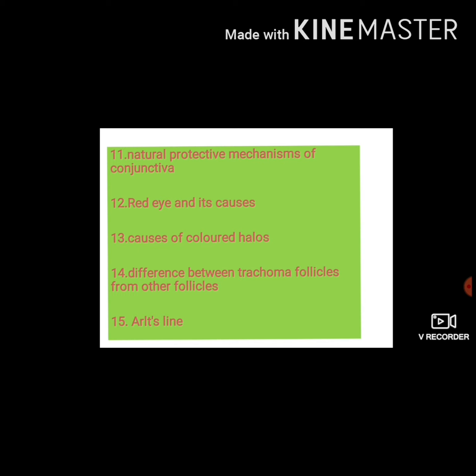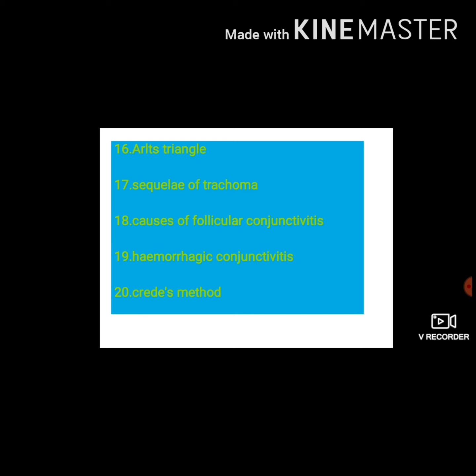These are not present in other follicles. Coming to the Arlt's line, it is nothing but a linear scar present in the sulcus subtarsalis part of the conjunctiva, seen in trachoma in the stage of cicatrization. The next similar word is the Arlt's triangle. It is seen in case of the anterior uveitis. On the posterior surface of cornea, the keratic precipitates are seen in the space which is almost like a triangle. This is called as Arlt's triangle.